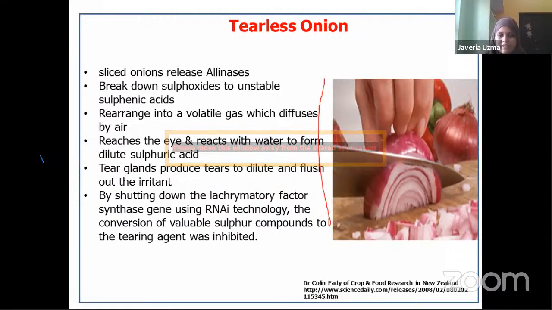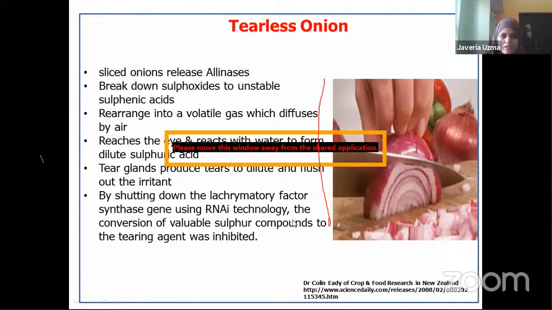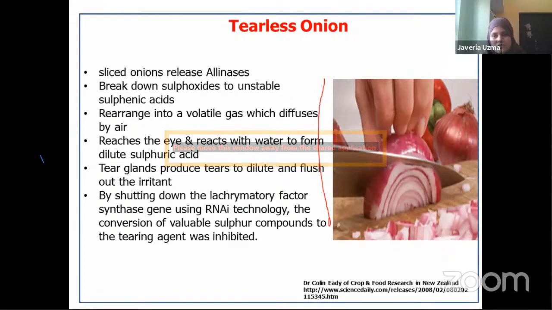So when you stop the RNA synthesis of this alinases, then it will not break down the sulfoxide to the sulfinic acid. Thereby, no tears will come. Okay. So what we are doing here, we are doing gene knockout or silencing, gene silencing by using RNA interference technology. So you will silence the gene which is responsible for converting sulfur compounds to tearing agents. Okay, when you shut down this mechanism, tearless onion will be produced, and it will be very helpful to all in cutting the onions.